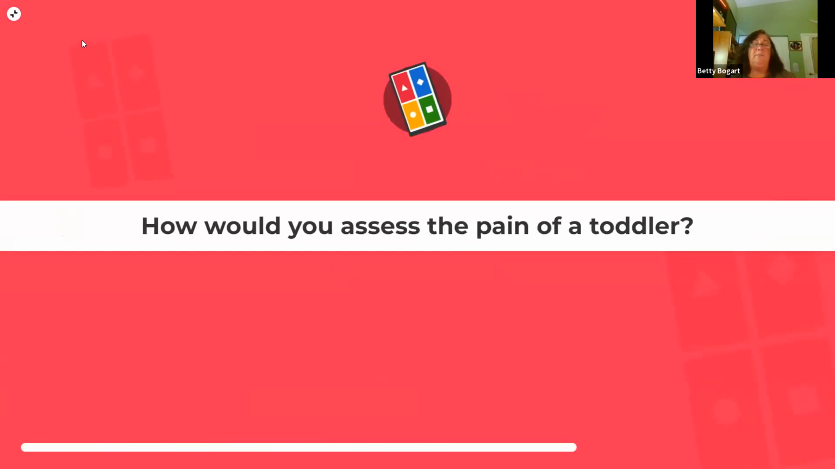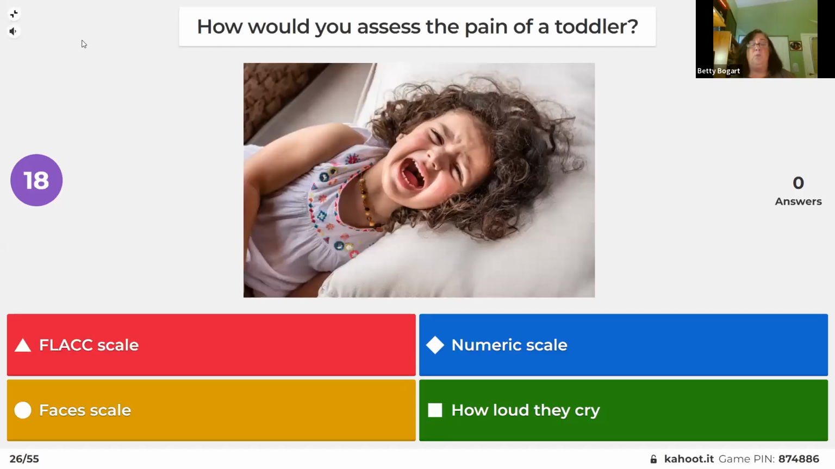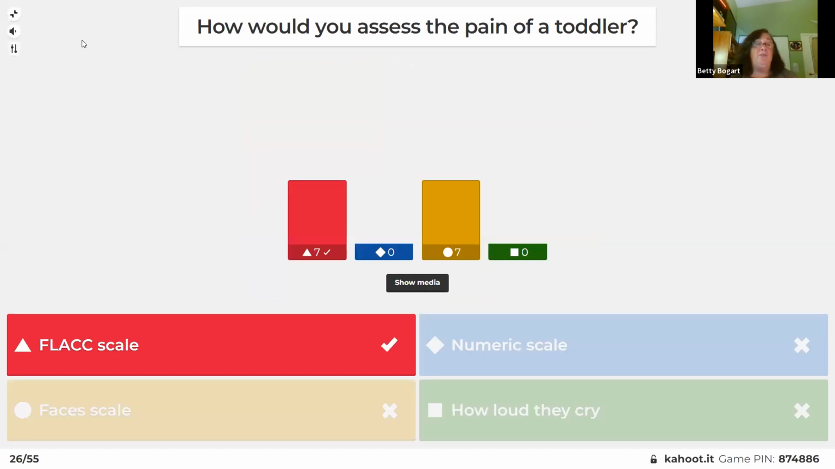How would you assess pain in a toddler, ages 1 to 3? What are you going to do to assess pain? And 1 to 3 is still the FLACC scale. It becomes faces at age 4, okay? So for 1 and 2, these are going to be FLACC. And then when you get out of toddler and get into preschoolers, then it's faces.